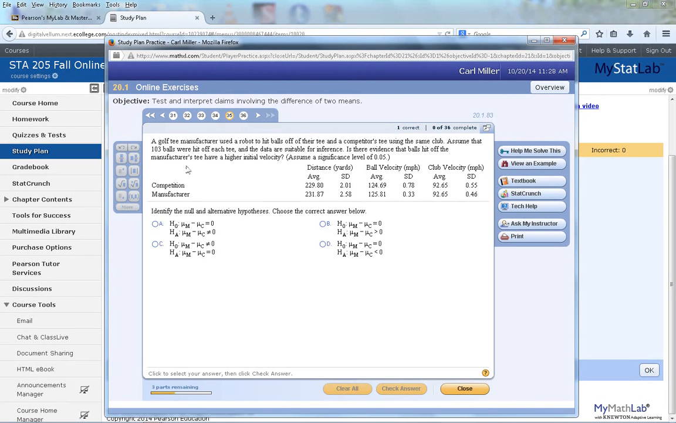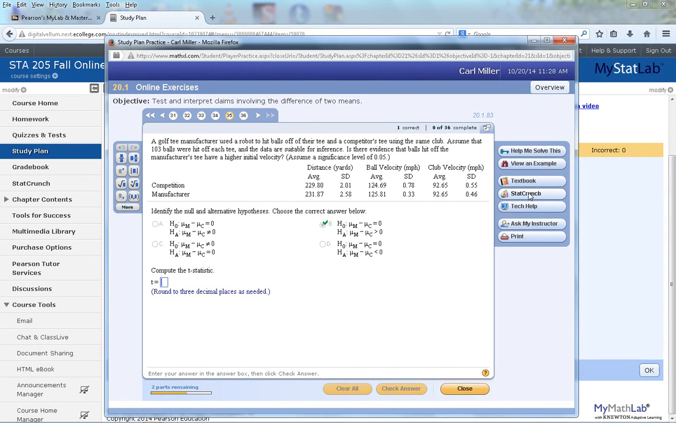Is there evidence the balls hit off the manufacturer's tee have a higher initial velocity? So does it come off the tee faster right when it's struck? Can we prove that? Well, we're trying to say the manufacturer minus competitor would be positive in that case. So that would be answer B there. Compute the test statistic. Now this time I've got the summary information.